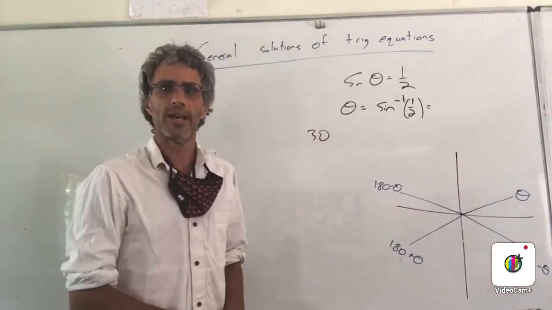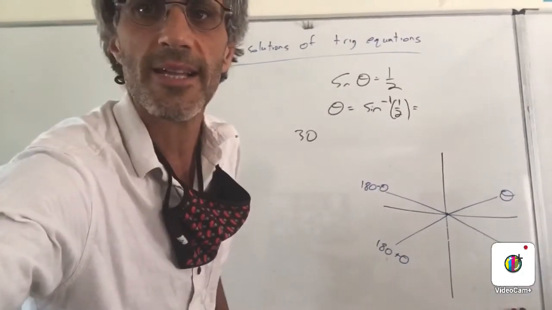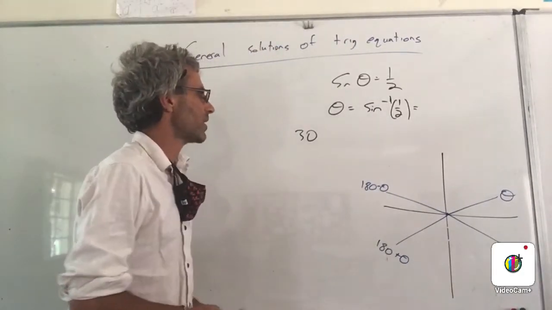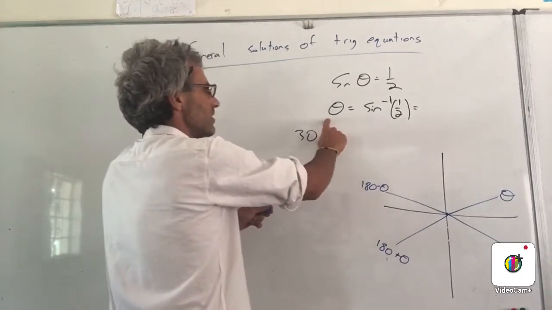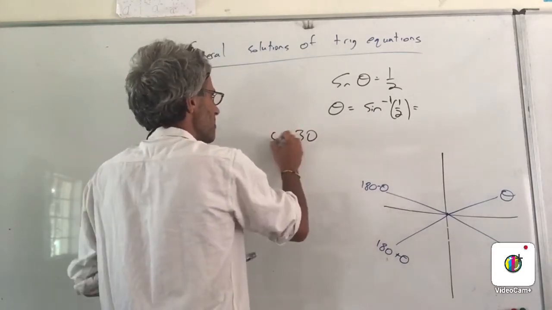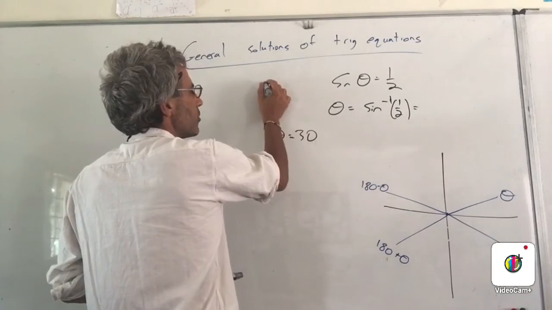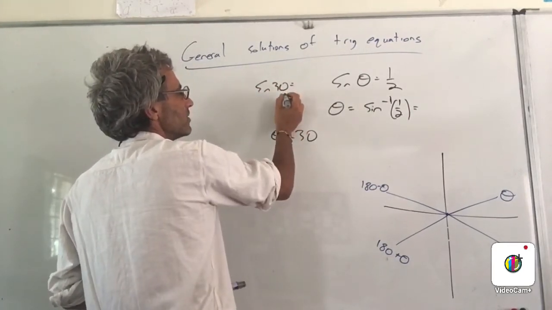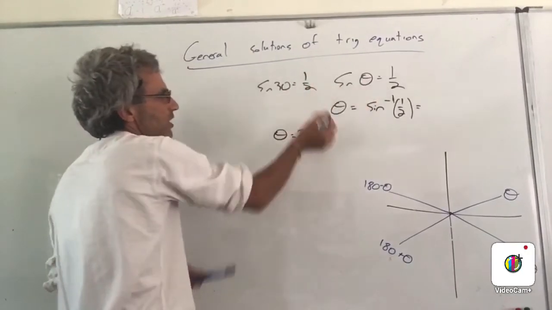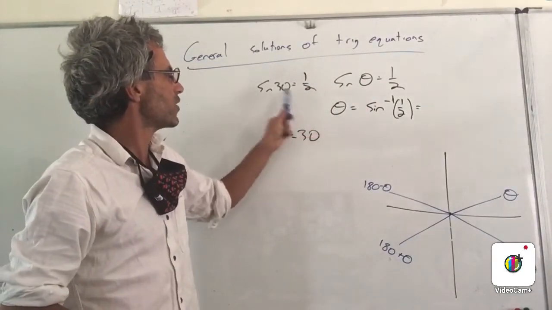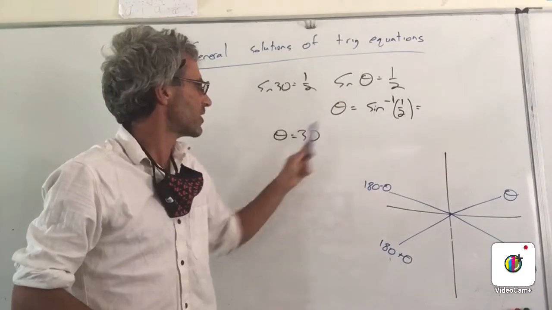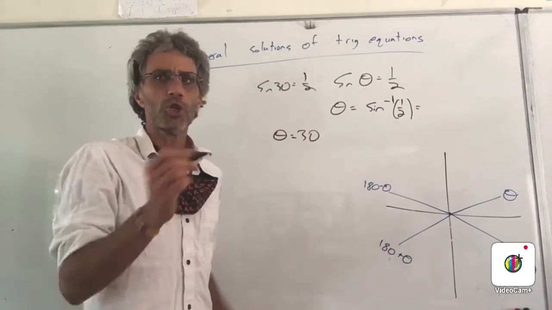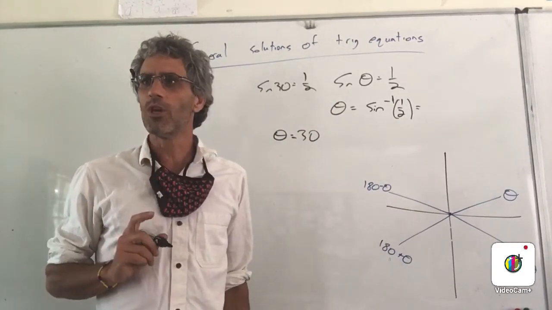Already last year, we said actually there are two solutions. What does theta equal 30 mean? It really means that if I put sine 30, I'm going to get half. Okay, that's what this equation means. If I choose an angle which is 30, I should get a half. But I should have at least one more answer. At least one more answer.